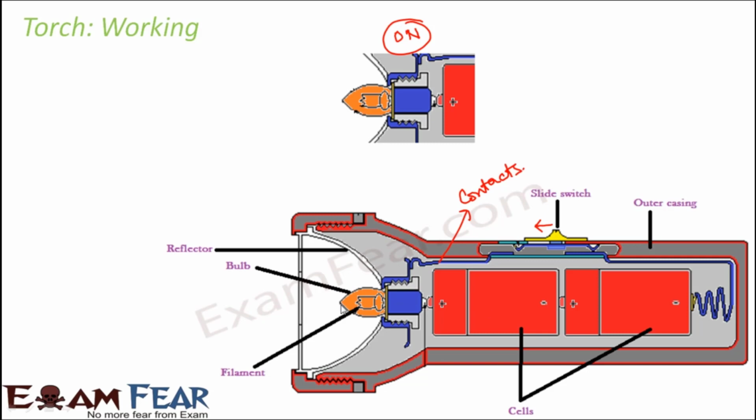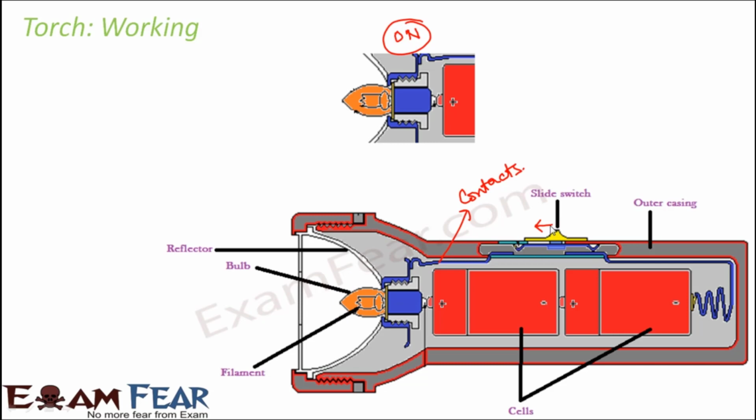So they are in contact. The battery and the bulb are in contact, and therefore their positive and negative terminals are connected to each other. In this situation, current flows through the circuit, the filament gets heated, it produces light, and the reflector redirects the light rays to allow a steady beam to fall on other objects, and that is the light which we see from the torch.